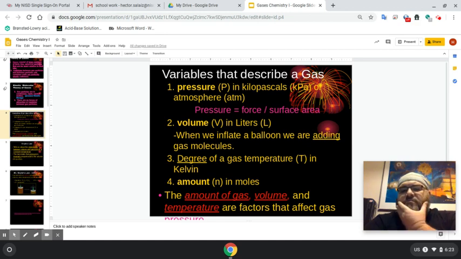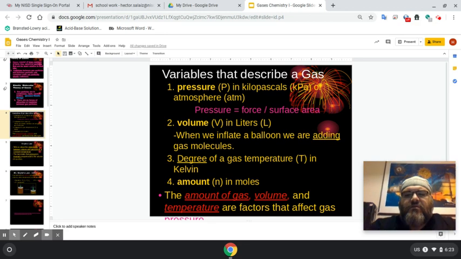Next is the degree of gas temperature. Temperature is denoted by T, and we'll be using temperature in Kelvin. It's not going to be Celsius, and it's not going to be Fahrenheit. It's going to be a unit known as Kelvin.